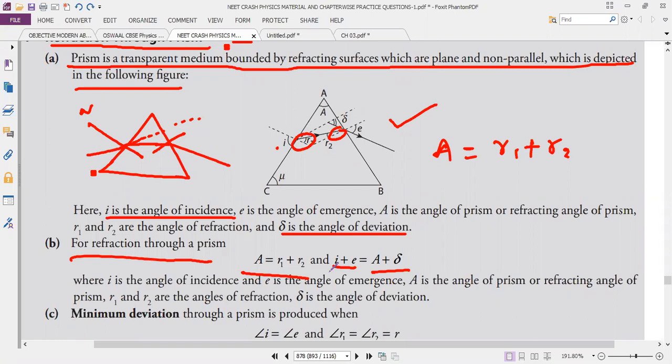Please note the formulas alone. A equals R1 plus R2, I plus E equals A plus delta. Delta means the angle of deviation.